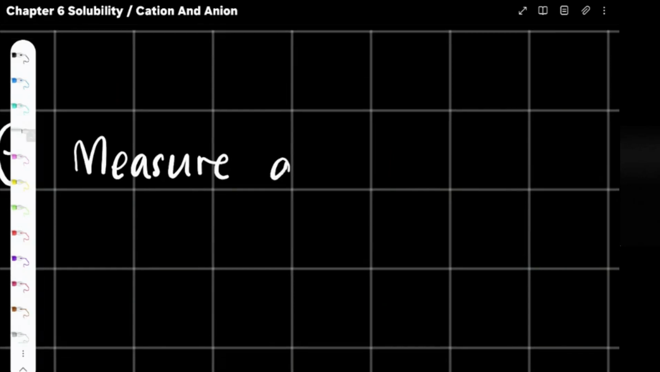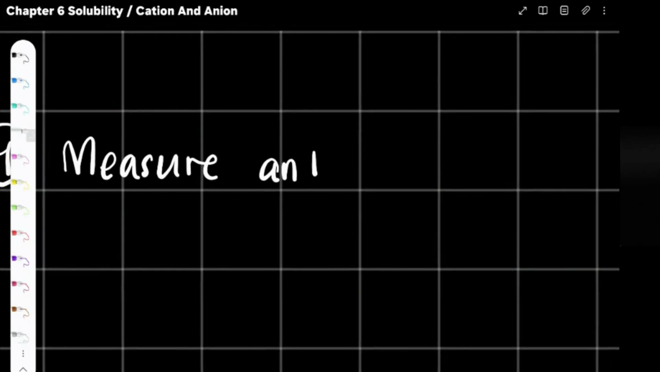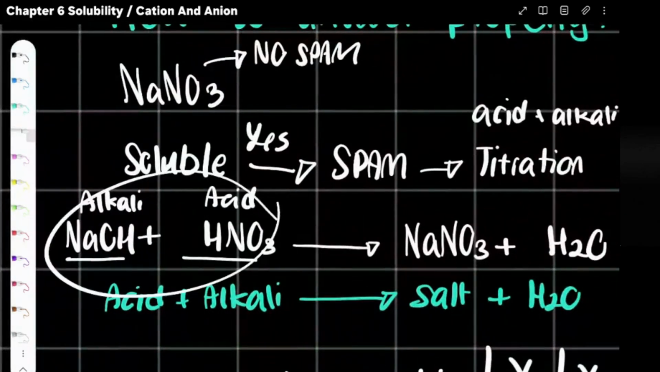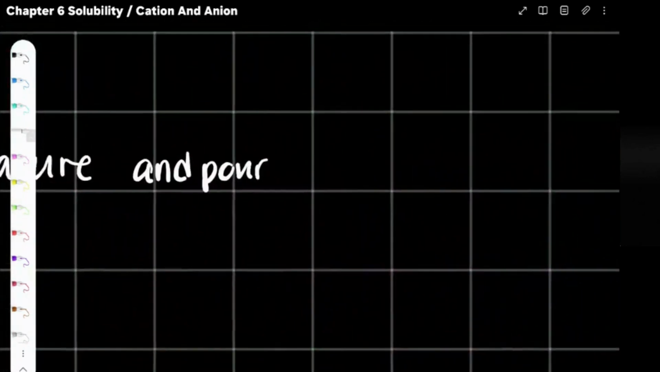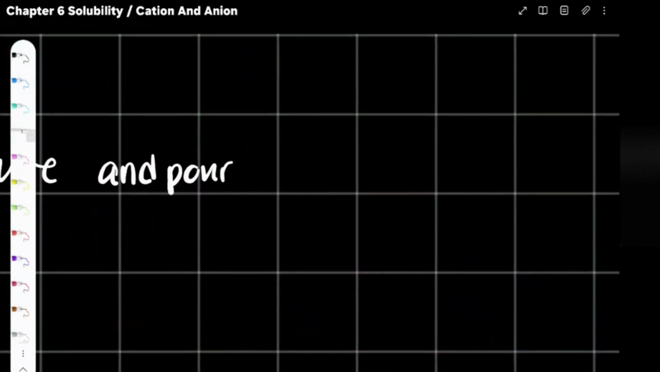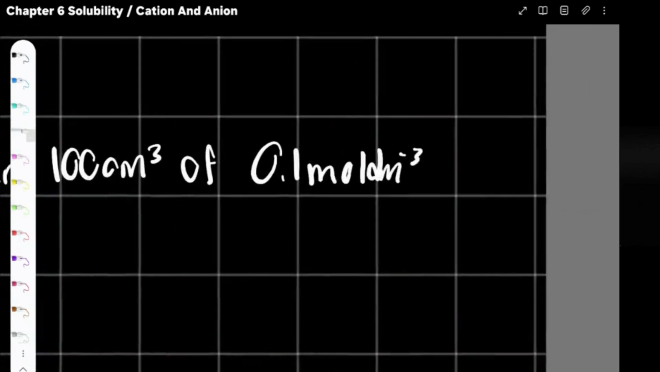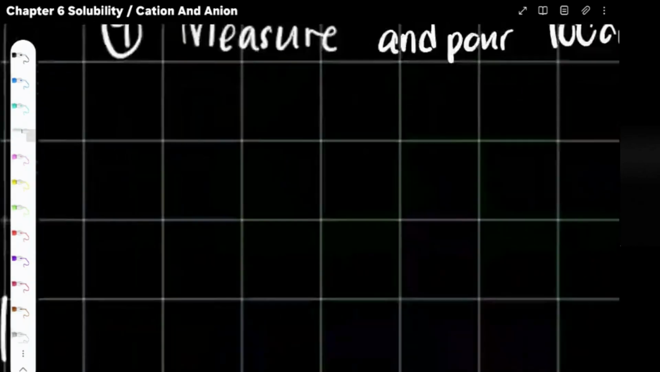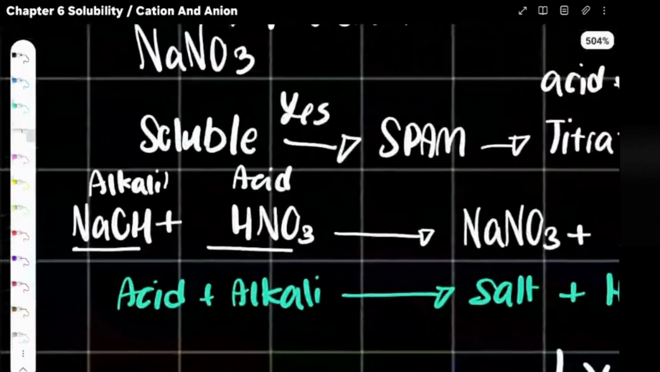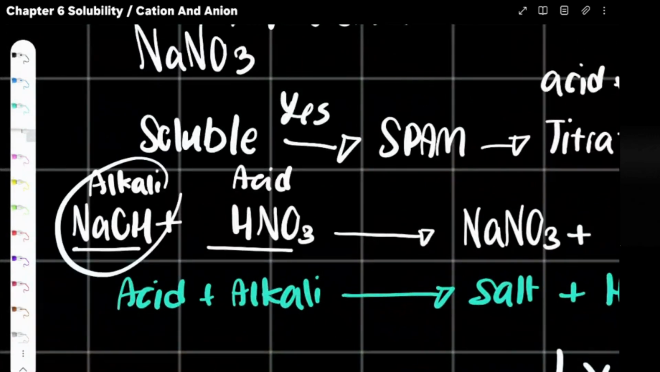Okay, so you have to measure and pour these two here. But you have to mention the molarity and also the volume. The volume you can use anything from 100 to 500. I'm just going to use 100 cm3. Now the molarity, or the concentration, I prefer if you use 0.1 mol dm-3. Okay, and pour this one of what? Of this thing here. You can either use alkali or acid, because you have to write it two times.